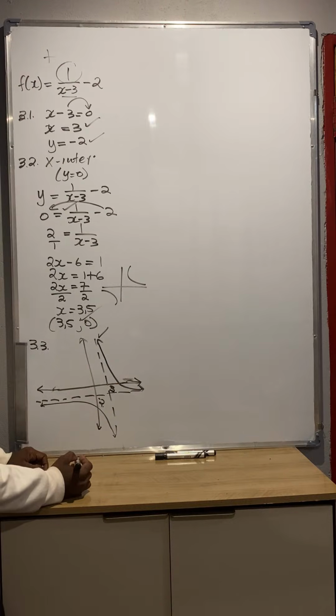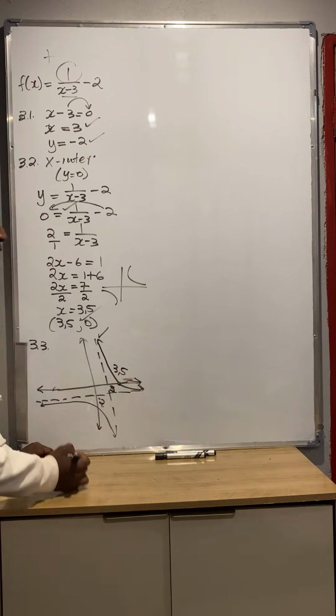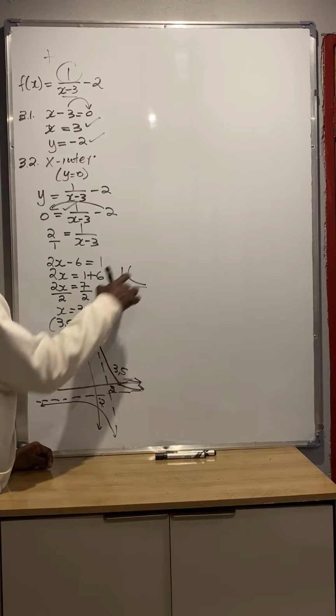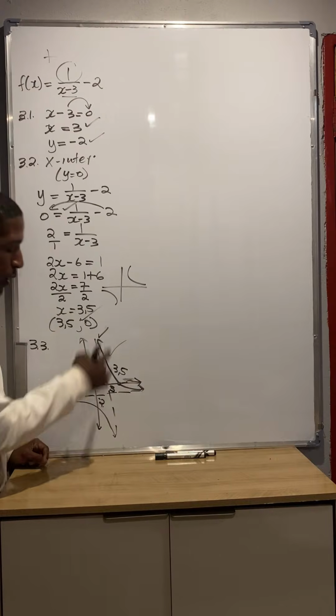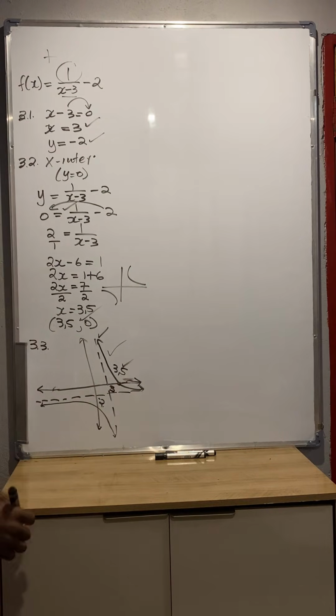And I have to show my x-intercept. My x-intercept is this one, which is 3,5. You get 1 mark for the correct quadrants, 1 mark for the asymptotes, and 1 mark for showing the x-intercept. If you also completed the y-intercept, you also have to show both of them.